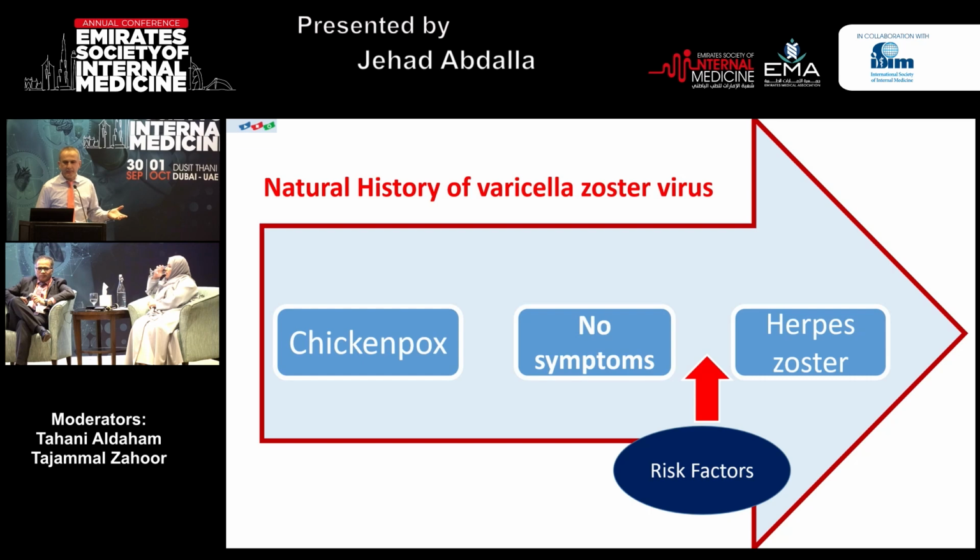When you're a kid, you get chickenpox. It's caused by the varicella zoster virus. This stays dormant, the virus, in your dorsal root of the spine. And after a certain time, whether age after 50 or immunocompromised condition, it will manifest as zoster.